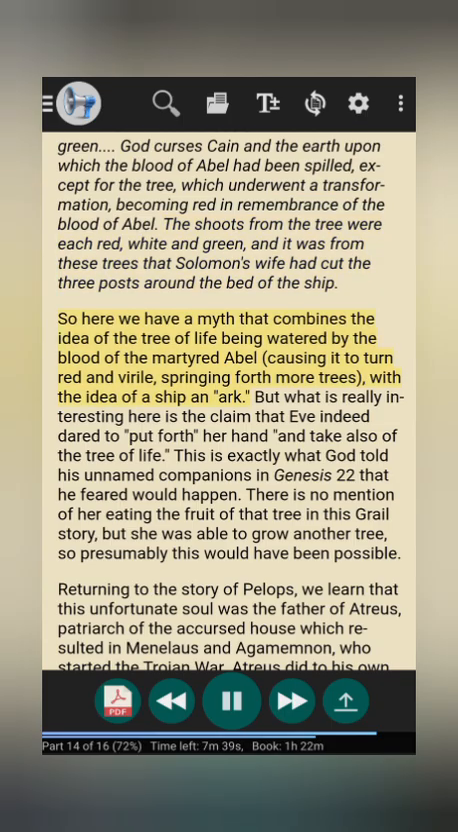So here we have a myth that combines the idea of the Tree of Life being watered by the blood of the martyred Abel, causing it to turn red and virile, springing forth more trees, with the idea of a ship, an ark. But what is really interesting here is the claim that Eve indeed dared to put forth her hand and take also of the Tree of Life. This is exactly what God told his unnamed companions in Genesis chapter 22 that he feared would happen. There is no mention of her eating the fruit of that tree in this Grail story, but she was able to grow another tree, so presumably this would have been possible.